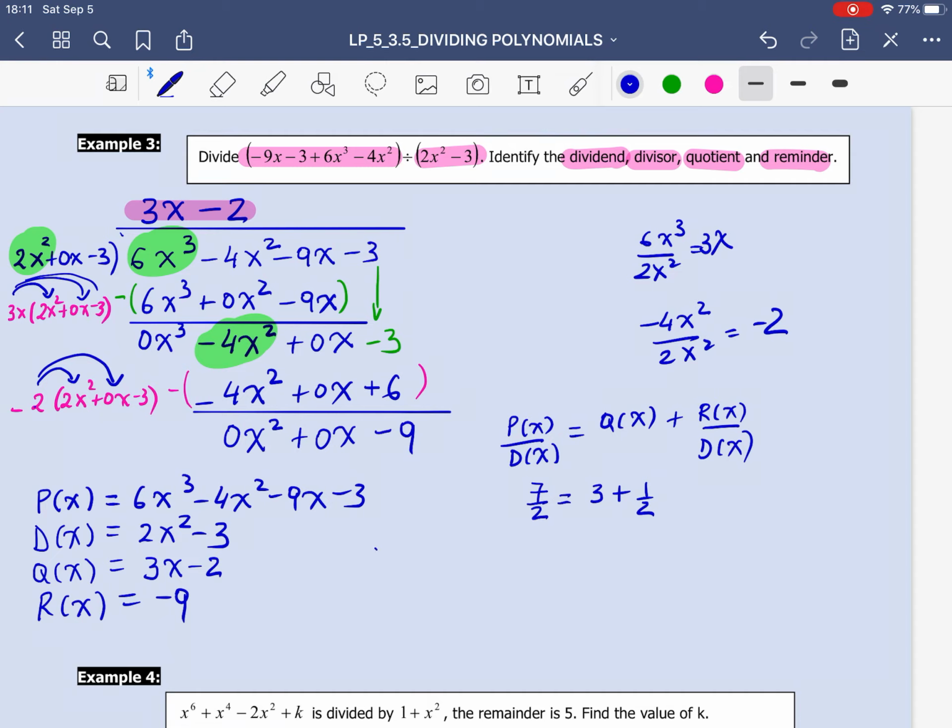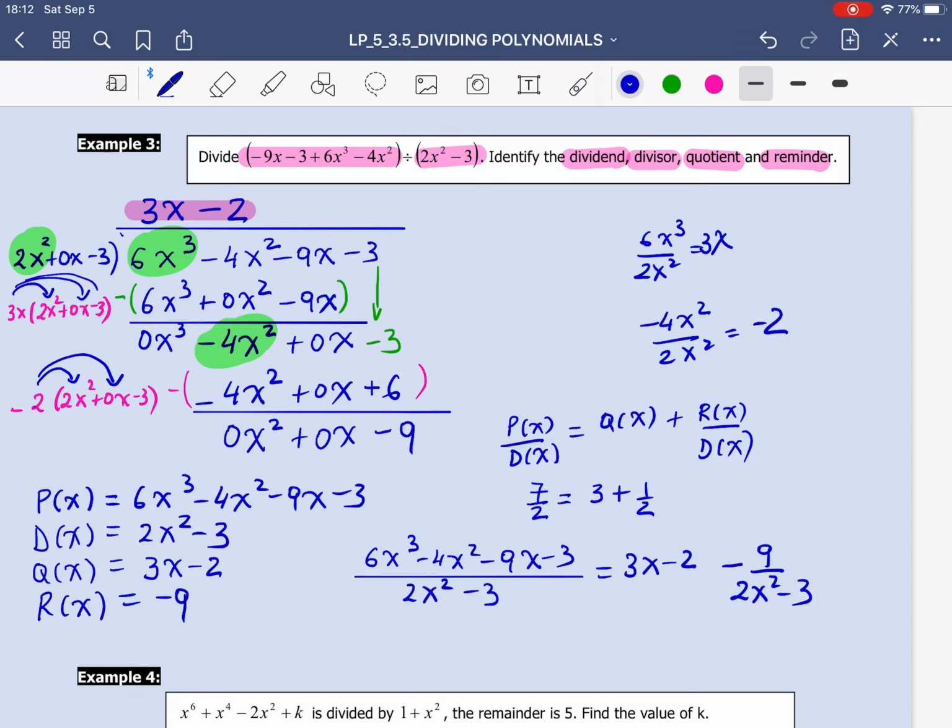So here we go. We have 6x cubed minus 4x squared minus 9x minus 3 divided by 2x squared minus 3. I knew I was going to make this mess here. 2x squared minus 3 equals 3x minus 2 plus negative 9, which means minus 9 divided by 2x squared minus 3.